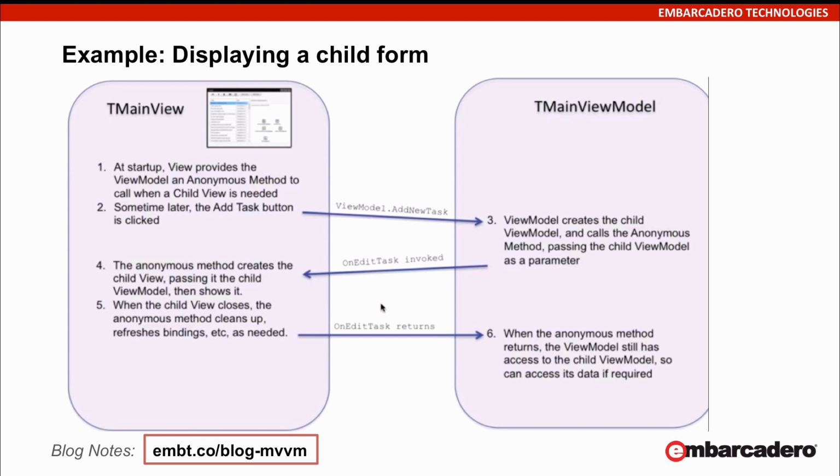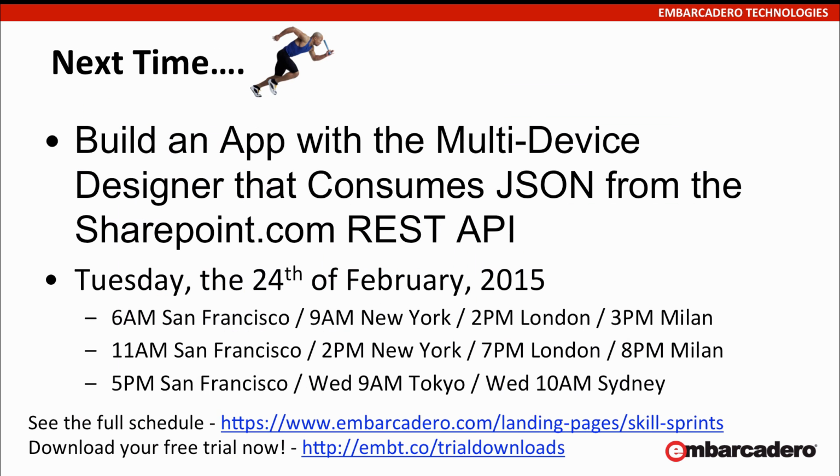The onEdit task returns back to the main view model, and when the anonymous method returns, the view model still has access to the child view model, and so it can access data if required. So that concludes our very brief overview of MVVM.